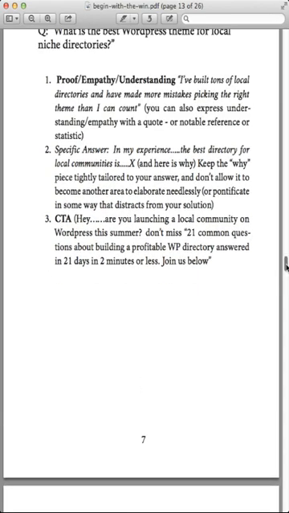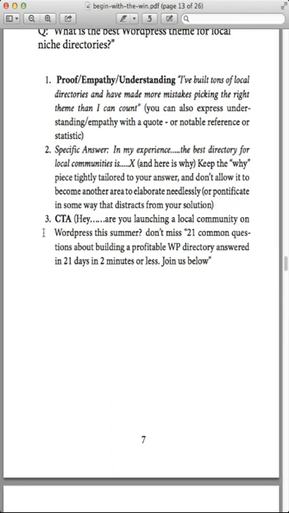All right, so, specific answer. In my experience, the best directory for local marketplaces, local communities, local listing sites is X, and here is why. And that's all part of the answer. The best is X, and here's why it's best. So keeping the why piece tightly tailored to your answer and not allowing that to become another area to elaborate needlessly or pontificate in some way, which I'm probably doing here to some degree, is really important. So keeping it short, concise, and very specific is critical.